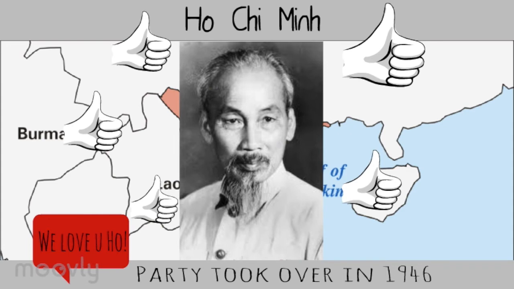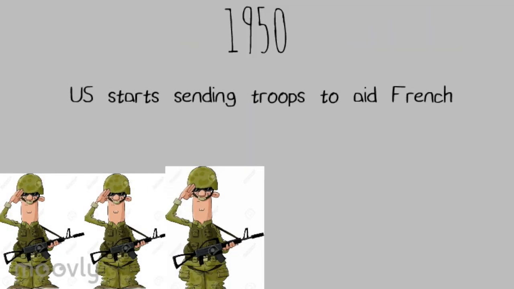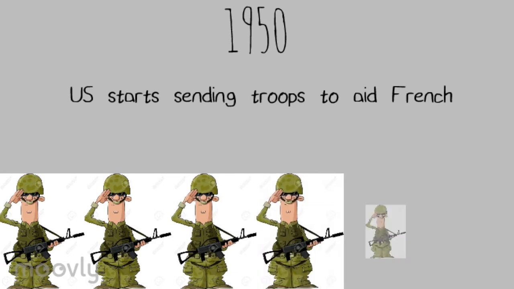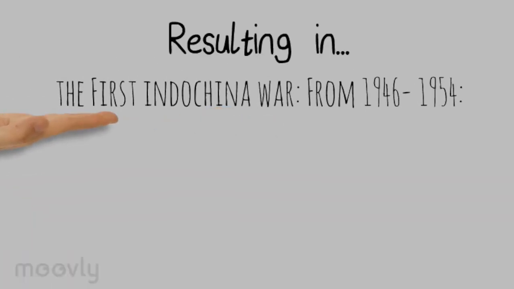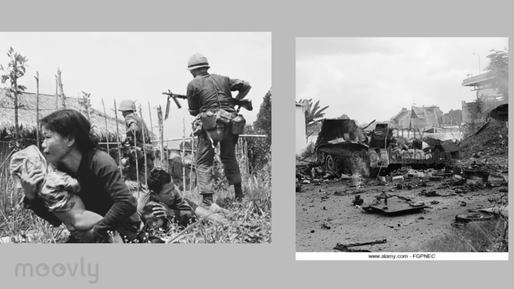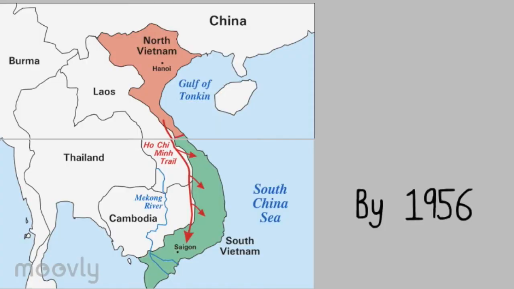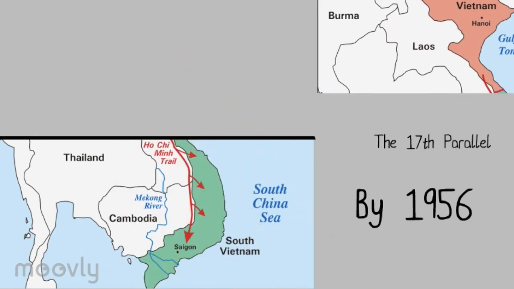His party taking over meant that there was now a high risk of Vietnam becoming a communist country, and because of that, the US started sending troops to aid the French in 1950. These troops fought alongside the French against the North in something called the First Indochina War. This war took place from 1946 till 1954, and because of the destruction that was caused by it, by 1956, Vietnam had permanently been divided into two by the world's powers at the 17th parallel.